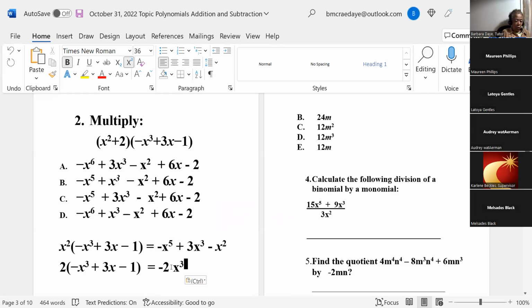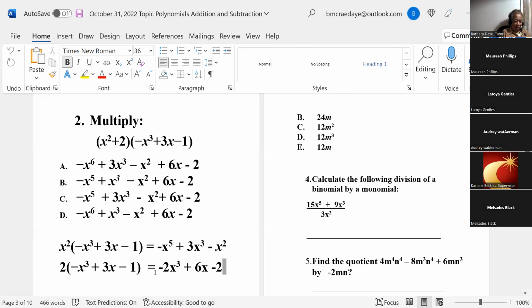Now what's 2 times a plus 3x, Audrey? 2 times a plus 3x. 6x. That's it. Very good. So that would be a plus 6x. Now, what's 2 times a negative 1? Negative 2. That's right. Now, combine these, and what do you get?